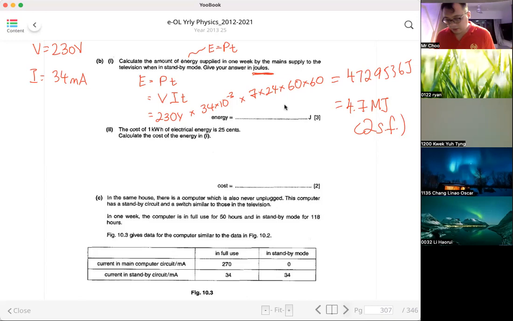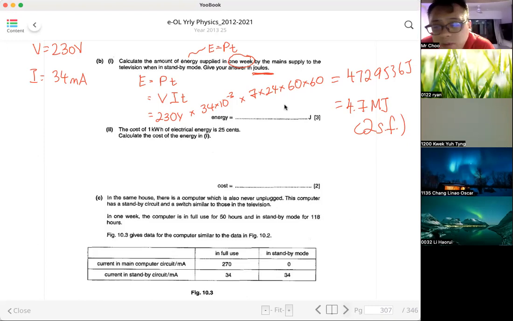Oscar, 1 week is a constant. Okay, 1 week is a constant. How do you get 3.9? Oscar, I don't understand what you mean. Part A is asking what is the power if you turn on the TV. This question is about what is the energy when it's on standby mode. So you don't use the A answer for B1.